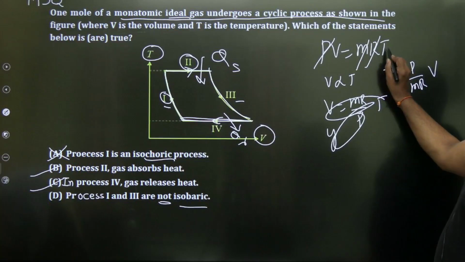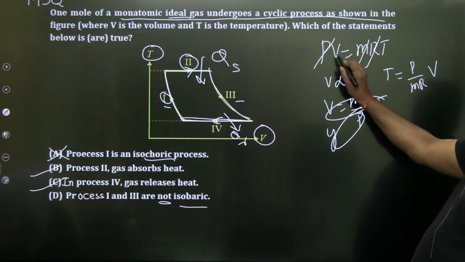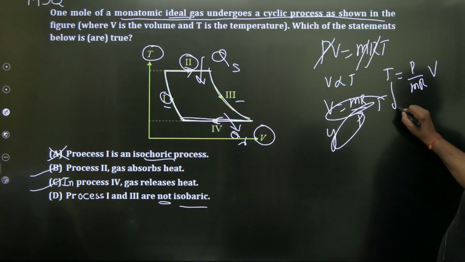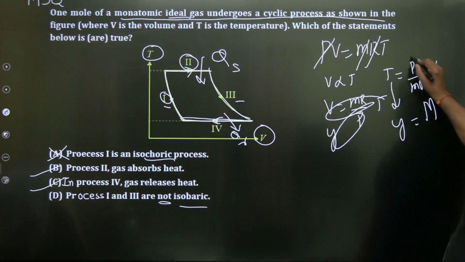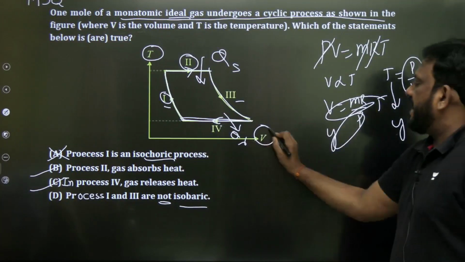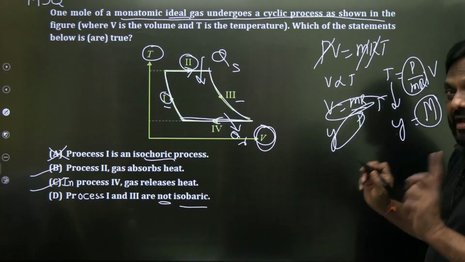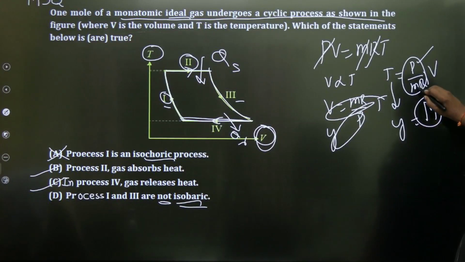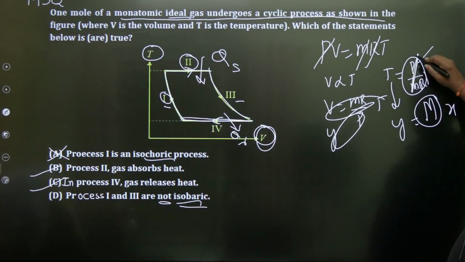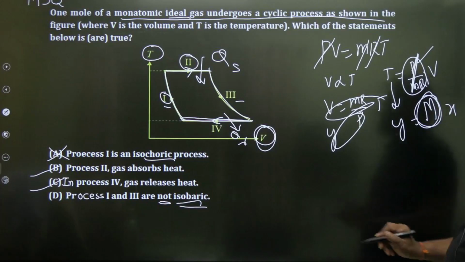PV is equal to MRT. Yes, I have rearranged the equation: T is equal to P by MR into V. On the Y axis we have temperature, and P by MR is the slope. On the X axis you have volume, so it is Y is equal to mx. It is a straight line passing through the origin. Why a straight line? Because it is isobaric. Isobaric means pressure is constant, mass is constant, R is already constant, so the slope is constant. When the slope is constant, it is a straight line. So Y is equal to mx is a straight line passing through the origin.